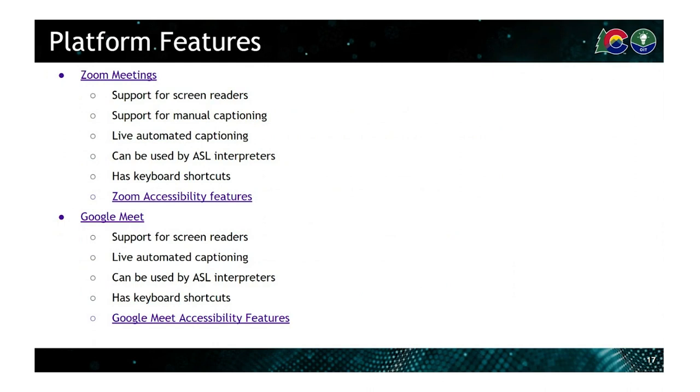Some of the highlights here for Zoom meetings: support for screen readers, support for manual captioning, live automated captioning, can be used by ASL interpreters, ASL, American Sign Language, and has keyboard shortcuts. And again, as I said, Zoom accessibility features is hyperlinked here and will take you to their accessibility page for more info. And then we have Google Meet, which we all primarily use.